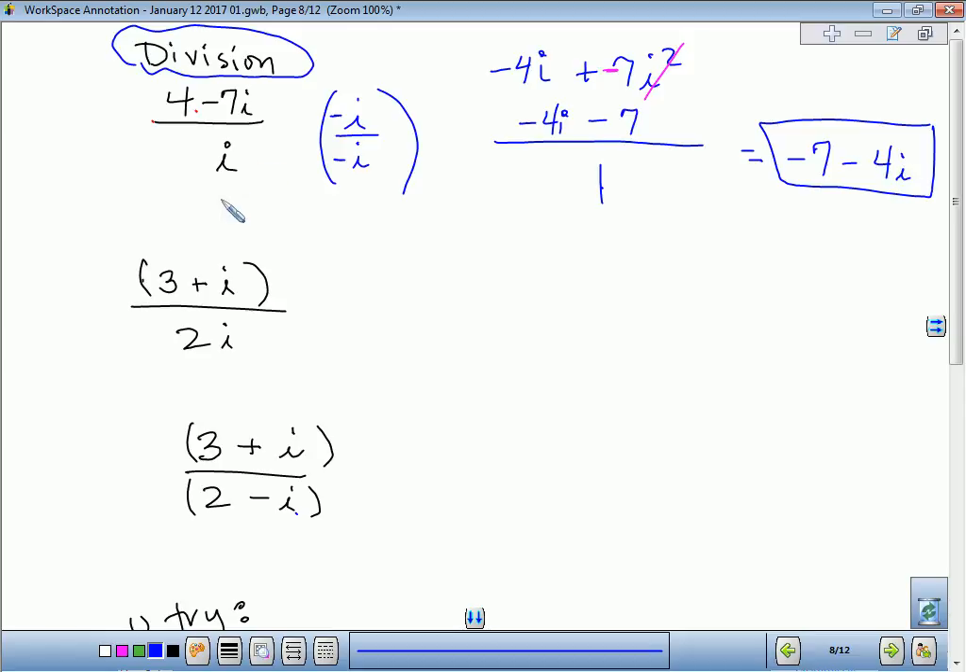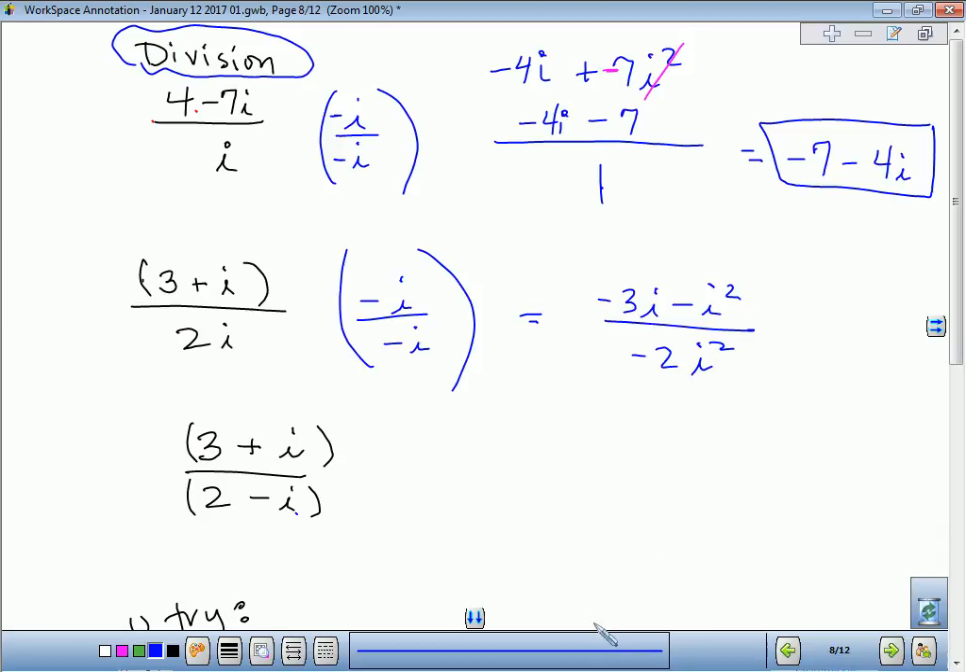Okay, so if we just have an imaginary number in the denominator, the best thing to do is multiply by negative i over negative i, because that does the trick. If we just have an imaginary, multiplying by negative i over negative i will eliminate the imaginary number from the denominator. So when we do that, we get negative 3i minus i squared over negative 2i squared.